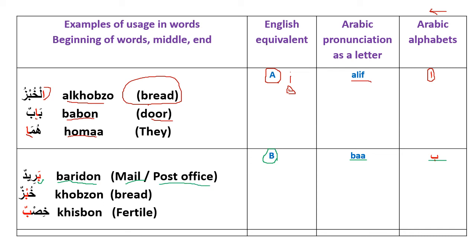If you are to write this letter in the middle of the word, it will be attached to both letters, the one that comes before and the one that comes after, just like this. Khubzun, which means again bread. If you are to write it at the end of the word, it will look like this, a little bit like the original letter in isolation. Like in the example, khisbun, which means fertile.